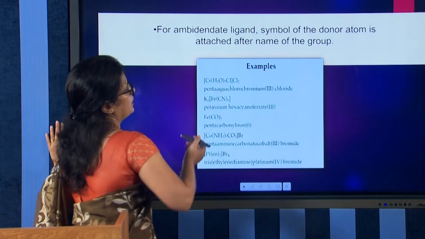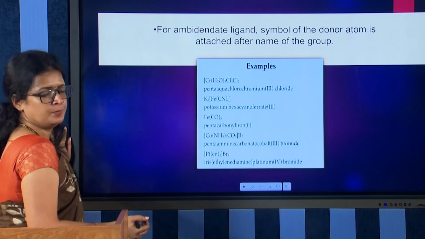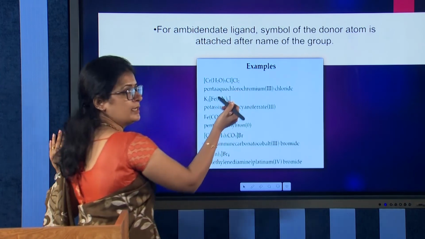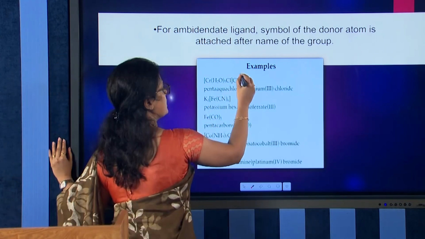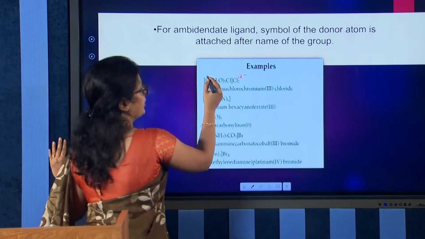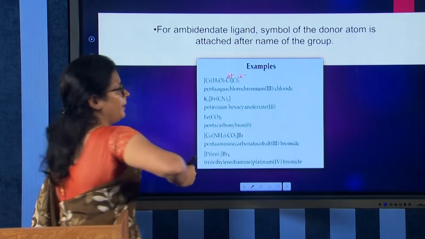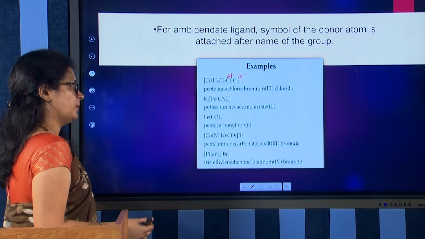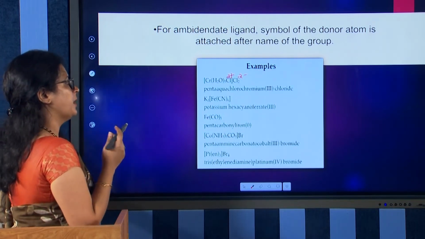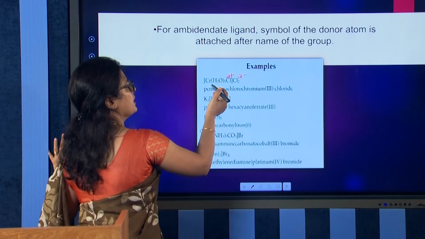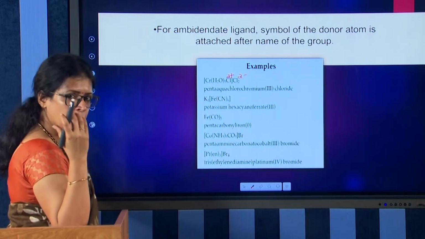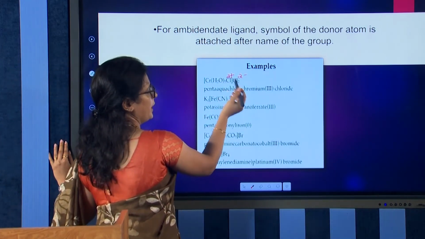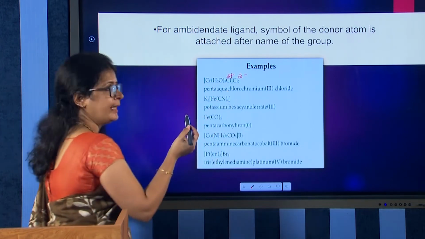See the example [Cr(H2O)5Cl]Cl2. Now how can it be named? The complex has an anionic part, that is 2 minus, and the cationic part is 2 plus. If an anionic part and a cationic part arise, you have to name the cationic part first. So in naming the cationic part, the ligands should be named first, followed by the central metal ion. There are 2 types of ligands here, water or aqua ligand and chloro ligand.